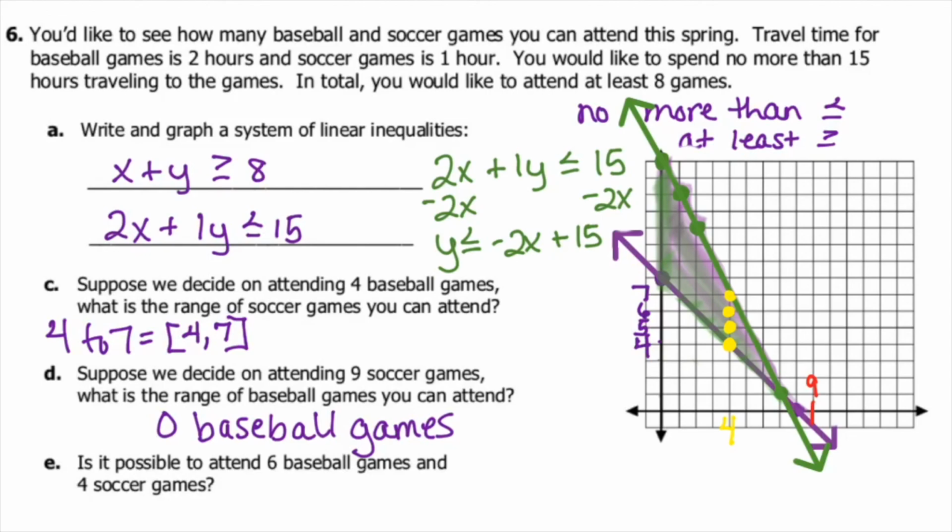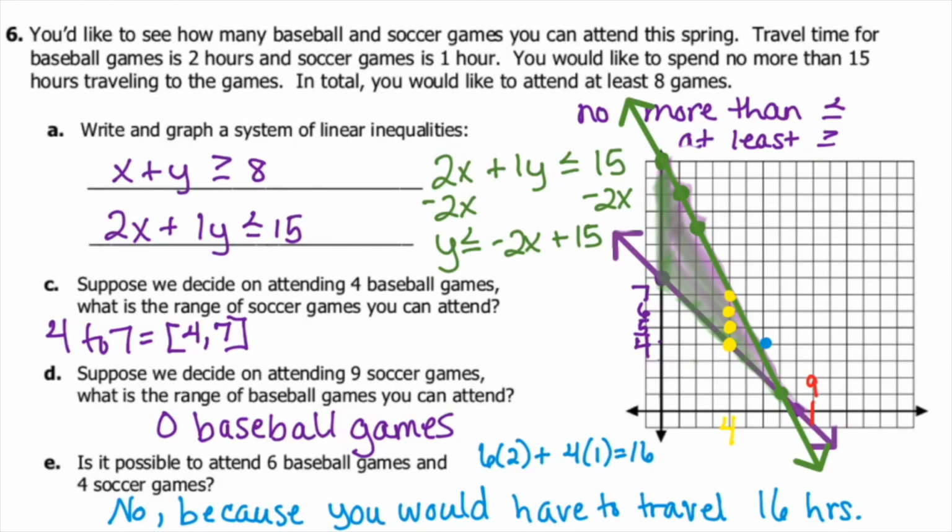Is it possible to attend 6 baseball games and 4 soccer games? Well, if you did that, you would actually end up with 6 times 2, which is 12, plus 4 times 1, which is 4, and 12 plus 4 is 16. And we can't go more than 15 hours of travel, so that would end up being 16 hours. So no, you cannot go 16 hours because that's greater than the amount from the beginning that they said with no more than 15 hours.